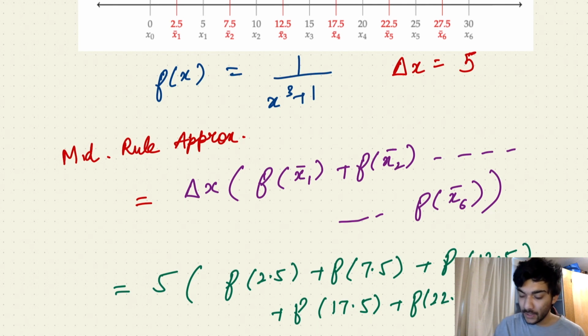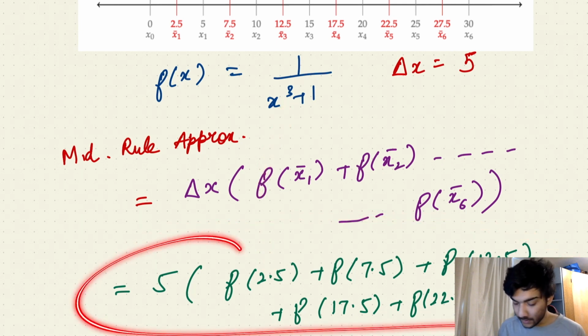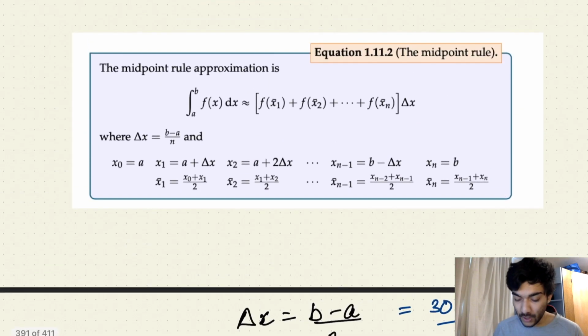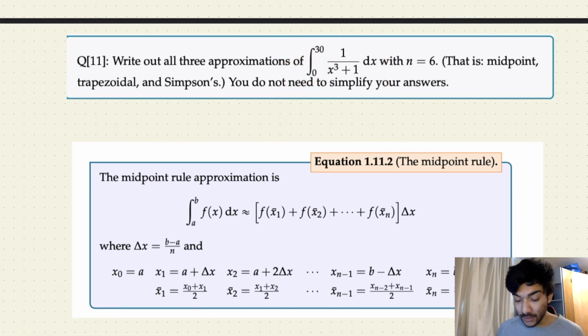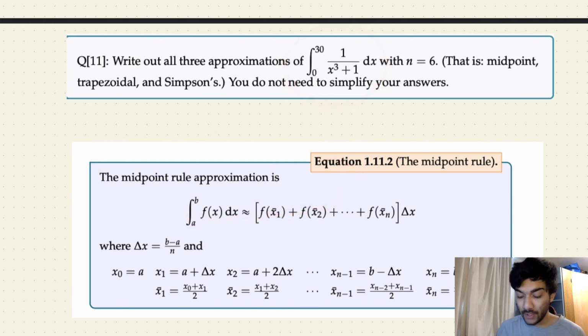For calculating these values, you'll substitute the values inside the function into this expression. When you solve this whole expression, you will get the answer of your midpoint rule approximation for this integral over here with the given endpoints. So this was all about calculating the midpoint rule approximation of a definite integral using numerical integration.